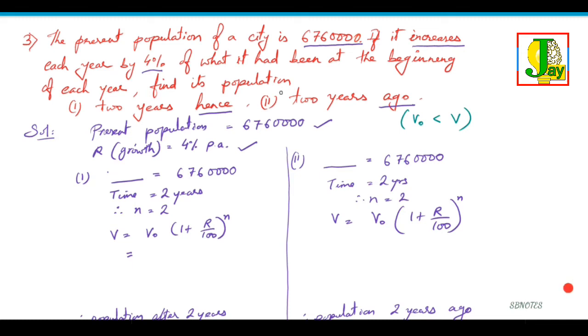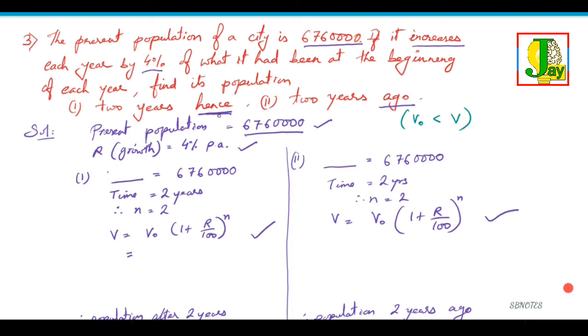Now the problem is based on growth. Okay, so the formula is going to be the same, growth formula. We have to find out whether the given population is V naught or V, whether it is the original population or the final population in both the cases.